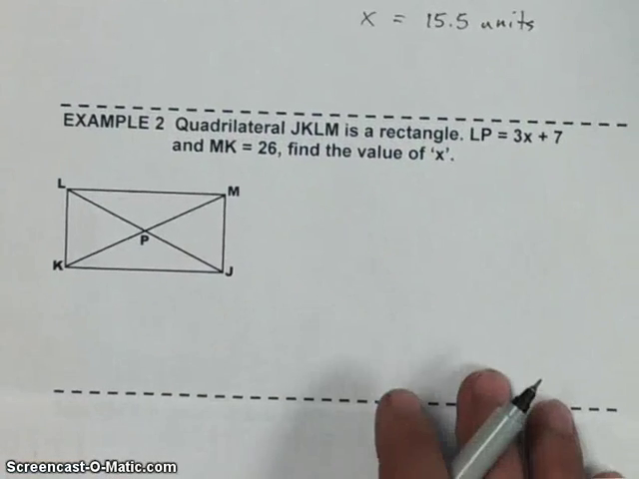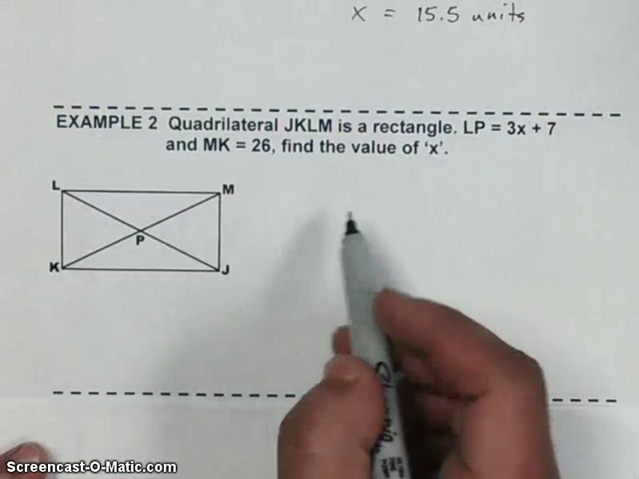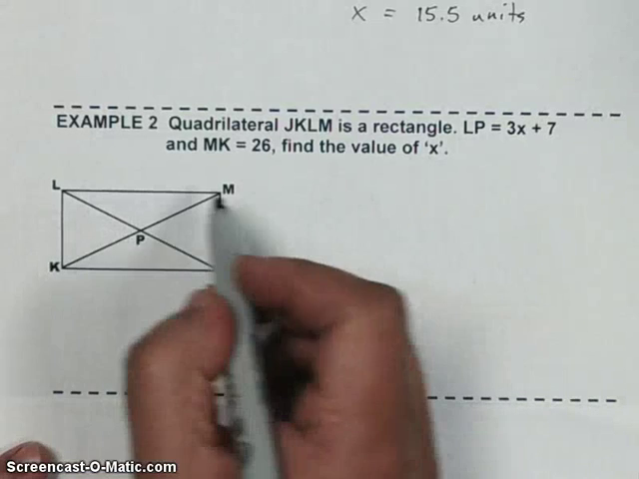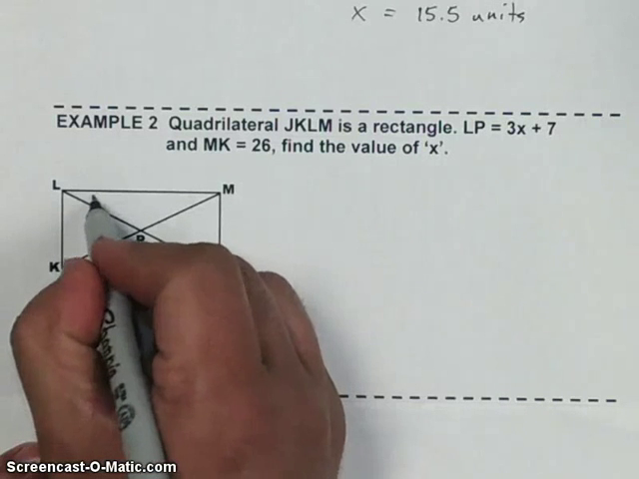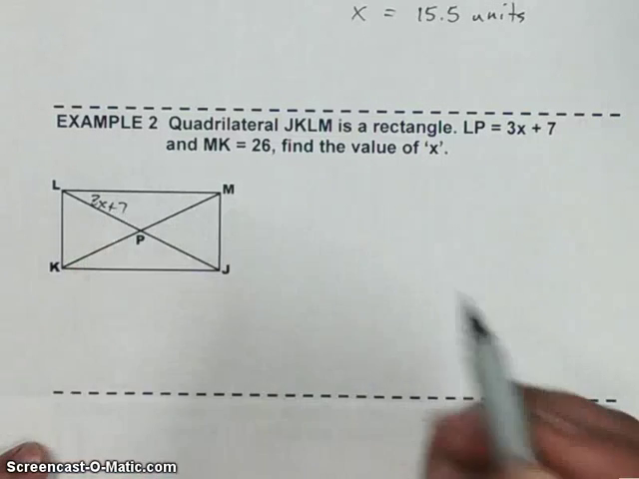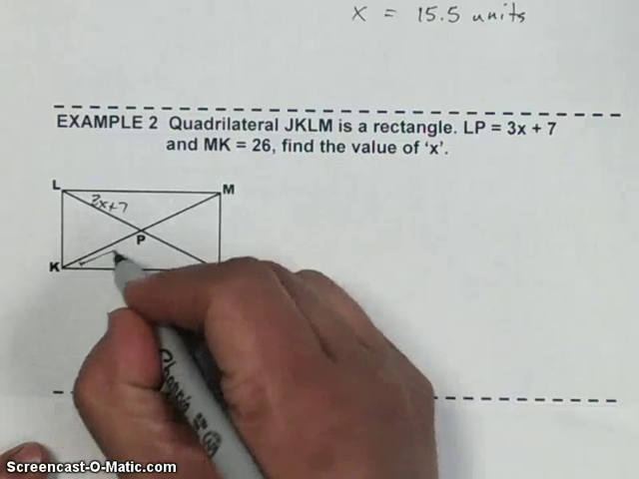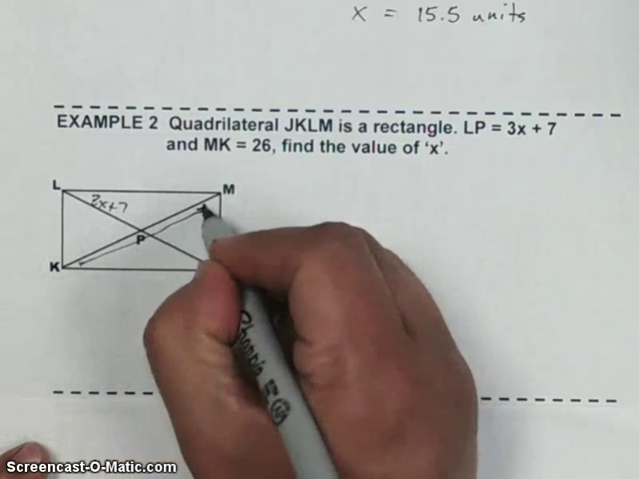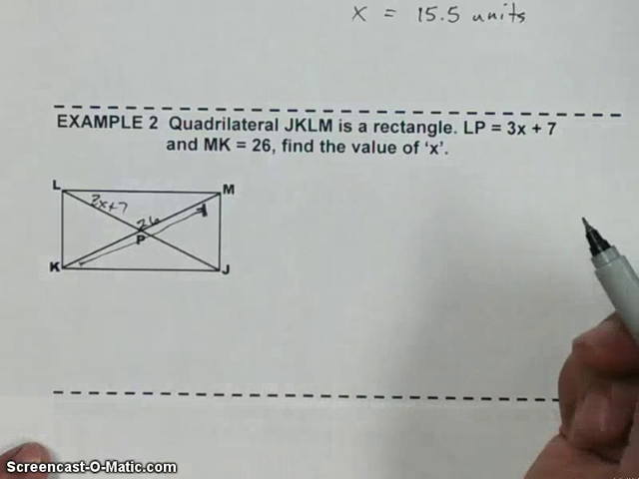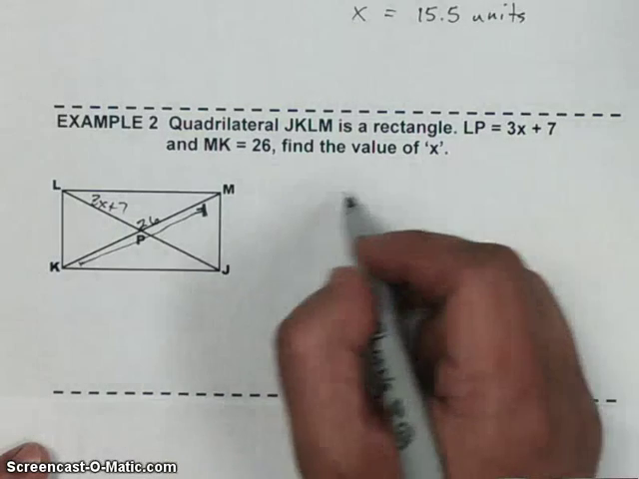Next example. Okay, we got another rectangle. I know LP is 3x plus 7, and MK is 26. That's going to be the whole thing. And we want to solve for x.